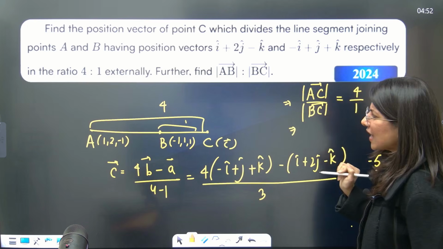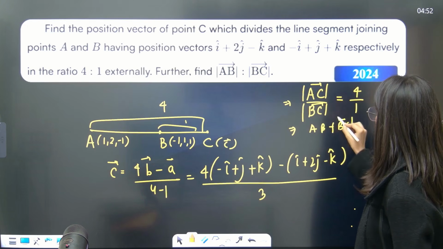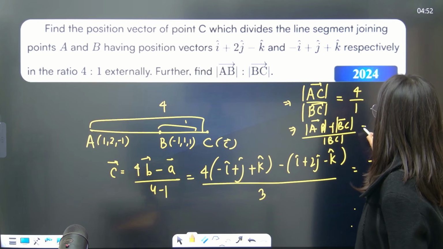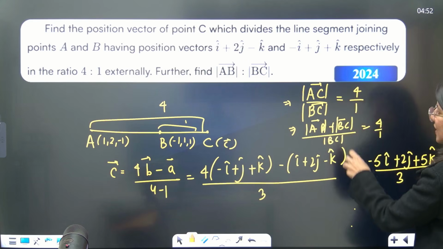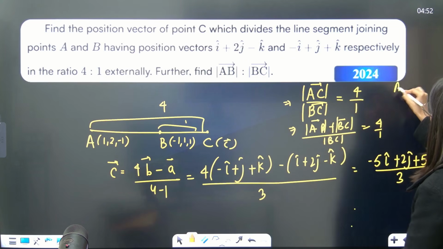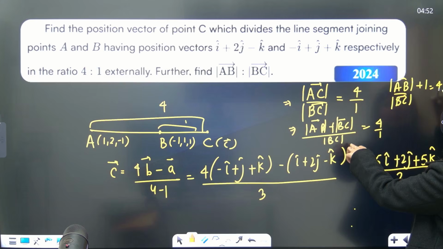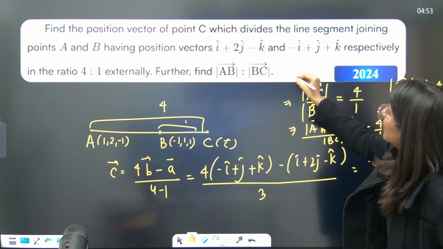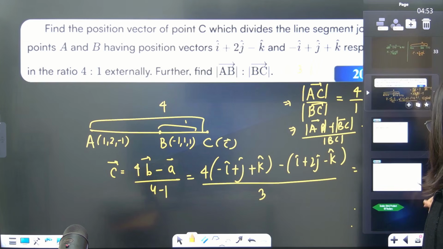Now, AC can be written down as AB plus BC, correct or not? AB plus BC upon BC, this is 4 upon 1. Now, AB upon BC plus BC upon BC is equal to 4 by 1. So this is 3 by 1. So AB upon BC will be 3:1, which will be the correct answer of this question.